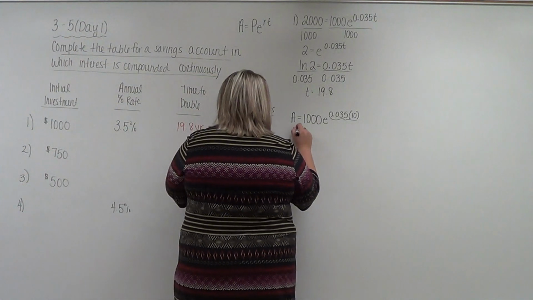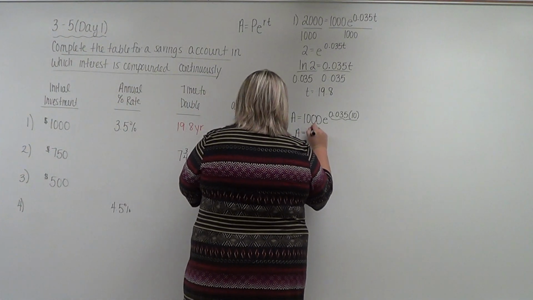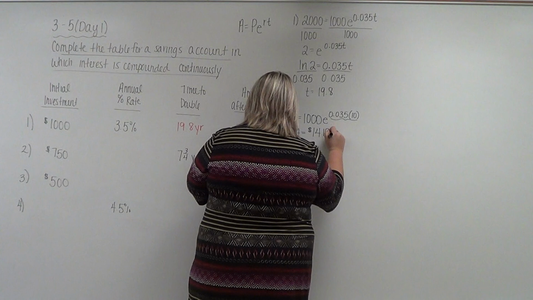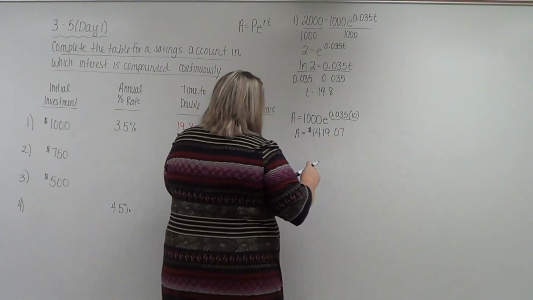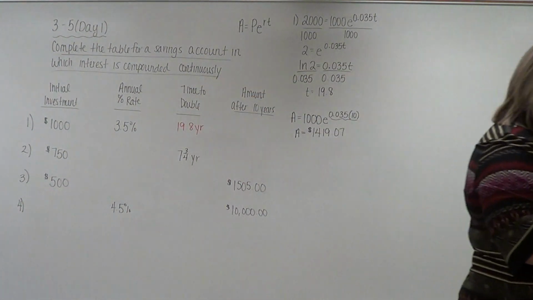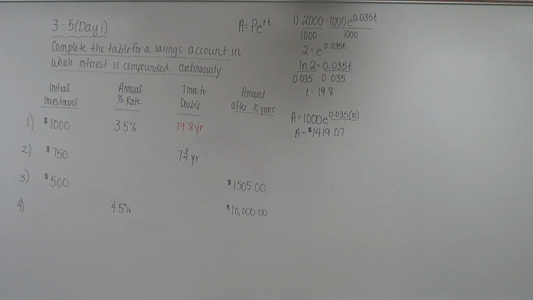So then I'm finding A, so I'm finding money. So I'll go to 2 decimal places. So I have $1,419.07.